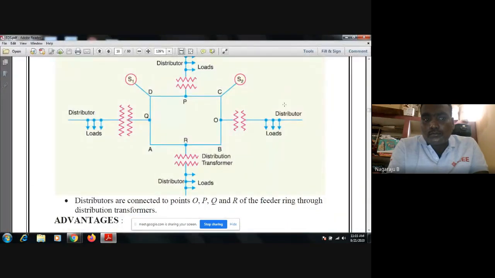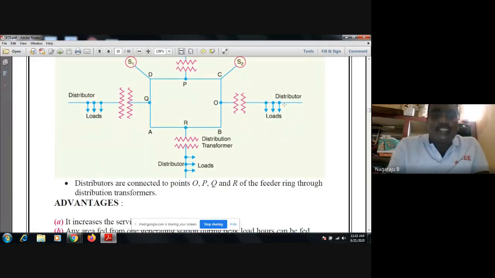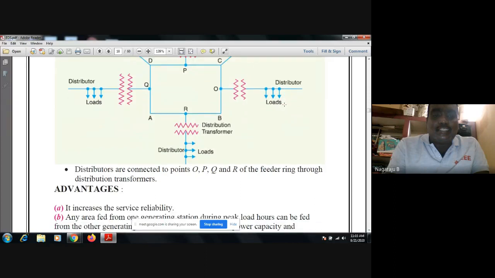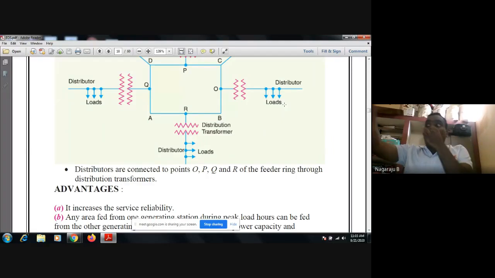So distributors are connected to the points O, P, Q, R of the feeder ring through the distribution transformer. See, without the transformer we can't get any power. So this has more advantages when compared to the ring main type and radial type, because it has both ring main type and radial type features.